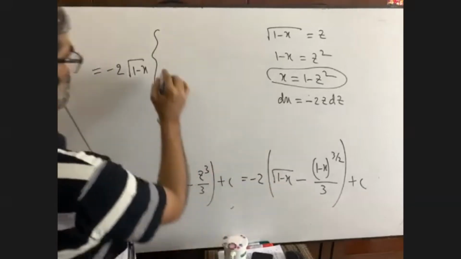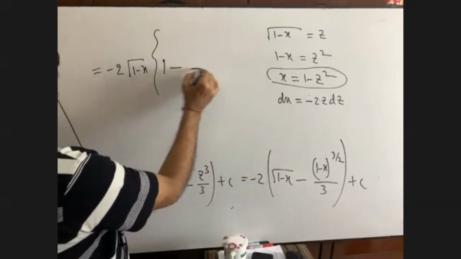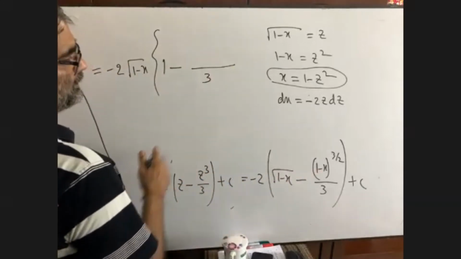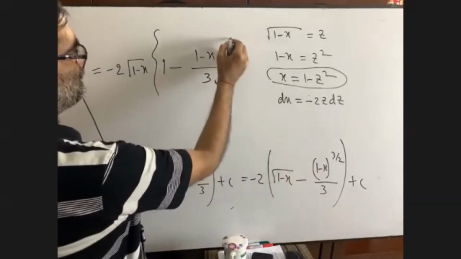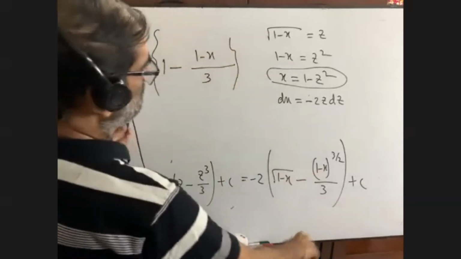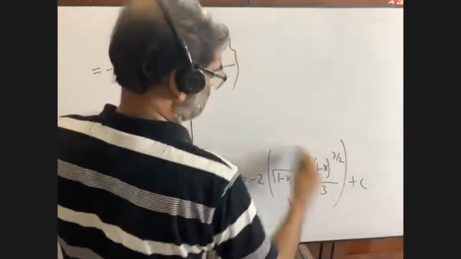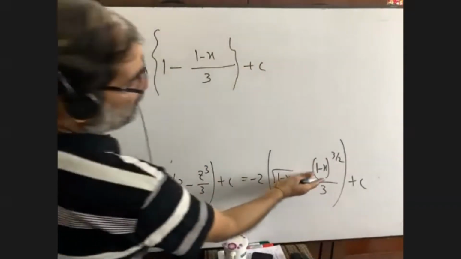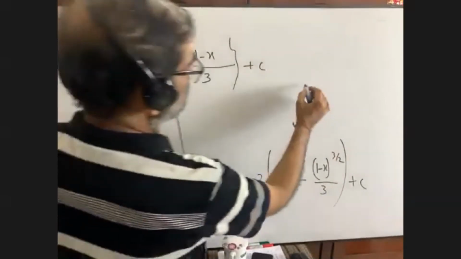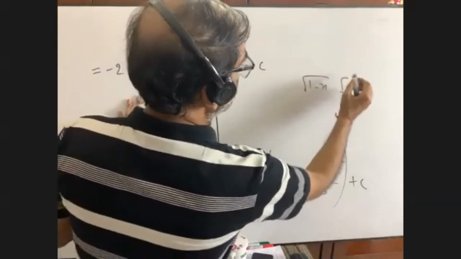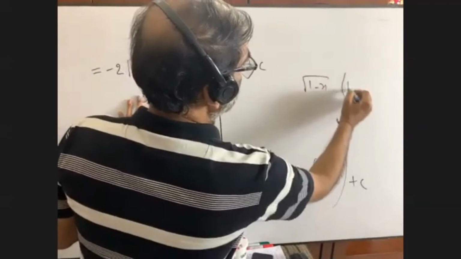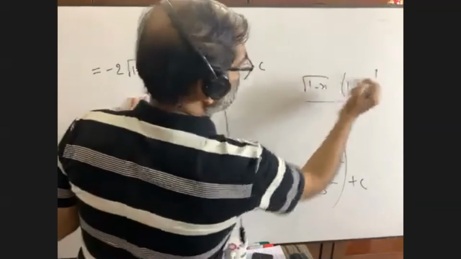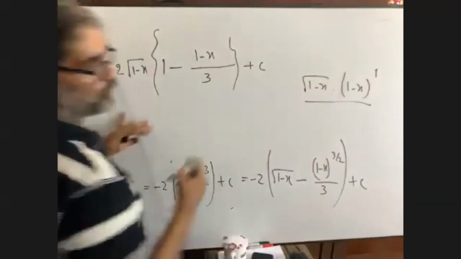Here it is 1. It is 3. And we are left with here only 1 minus x. Is it? If you don't understand, you are required to talk to me. 1 minus x whole to the power 3 by 2 means what? It means root over 1 minus x into only 1 minus x. If we multiply these two, then we'll get this, because its power is 1, its power is half. Half plus 1 equals to 3 by 2, right?